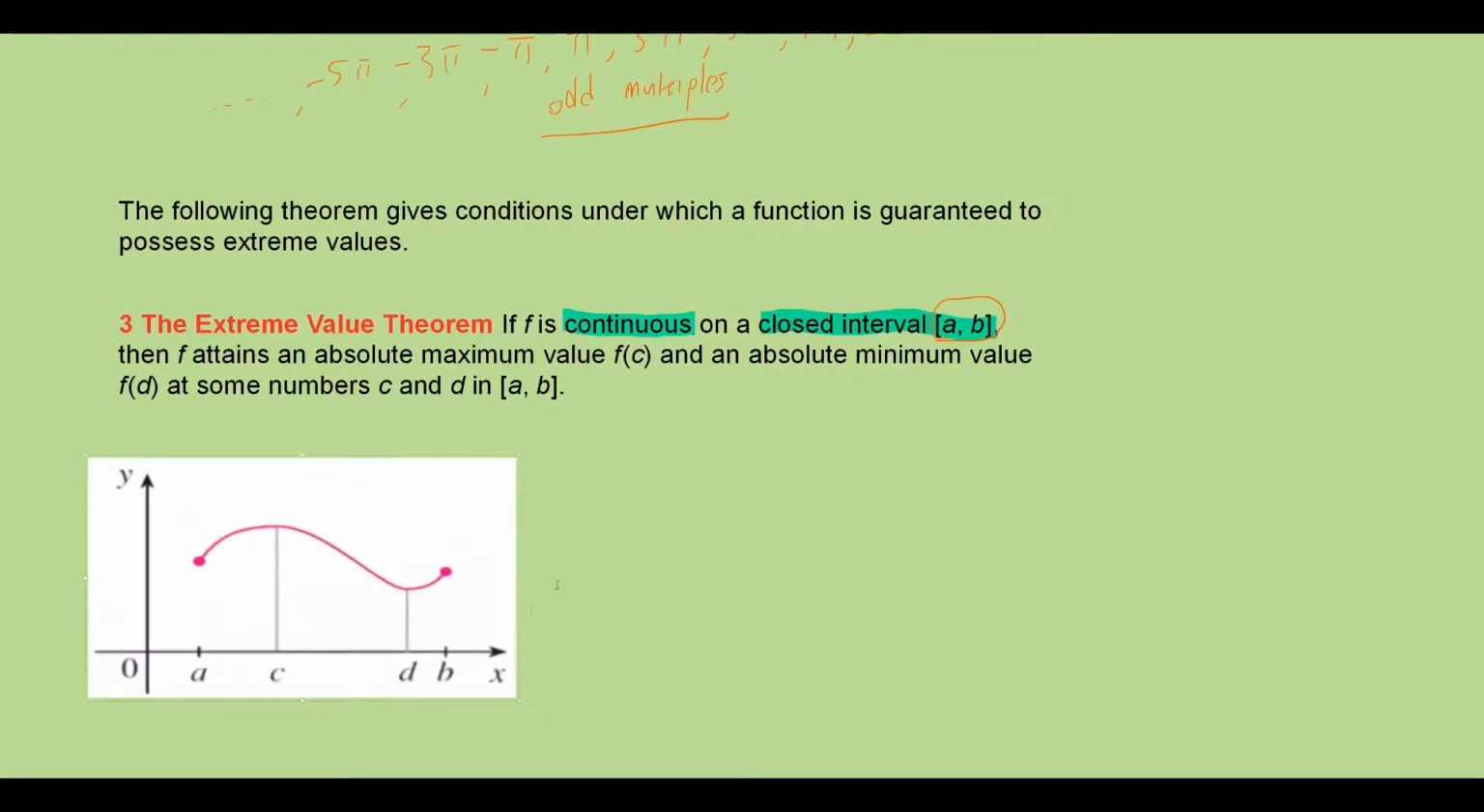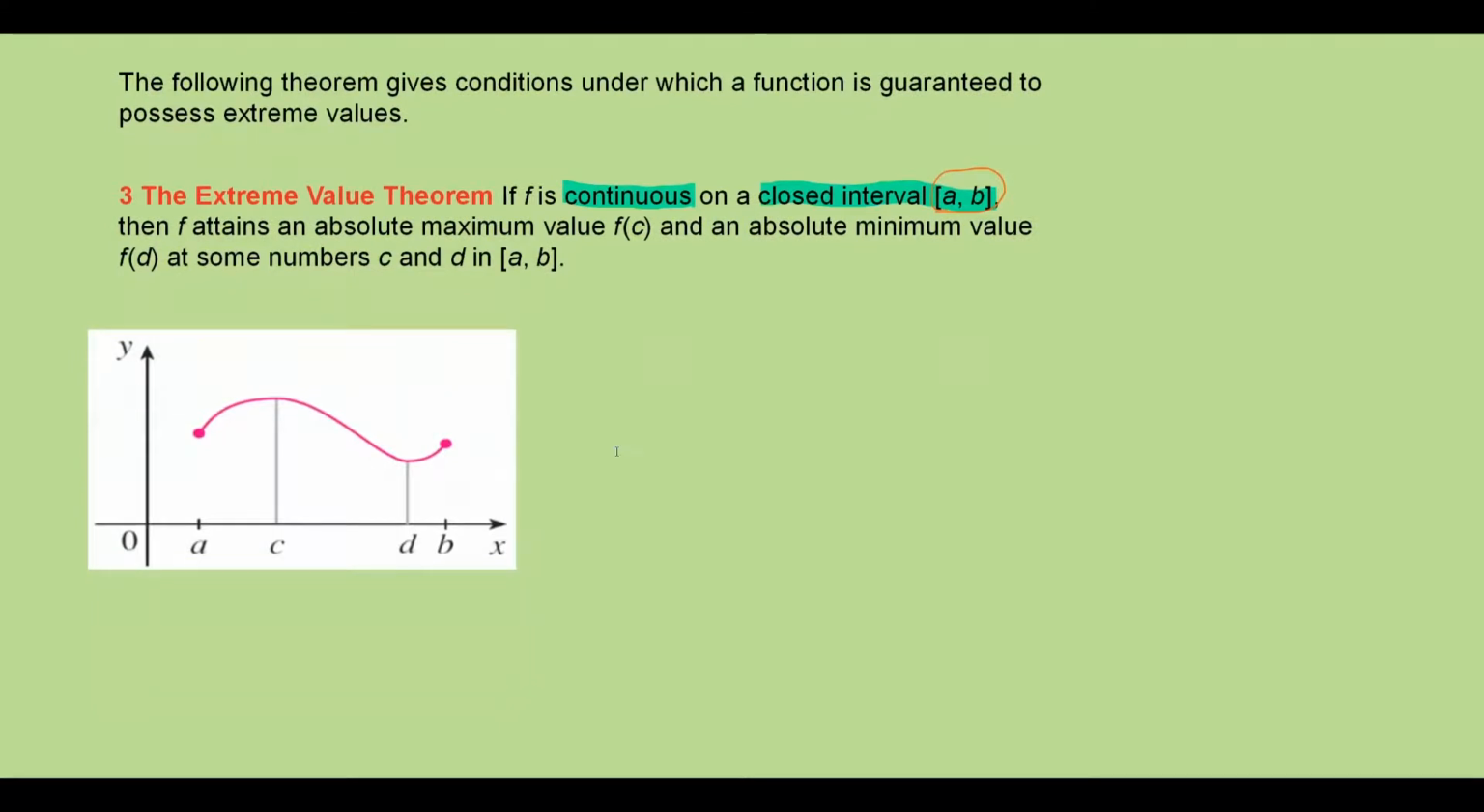First graph: this pink line is continuous, and it's on the closed interval [a, b]. By looking for the highest point and the lowest point of the graph, we are able to say that those are the absolute maximum and minimum. In this case, f(c) is the absolute max, and right here, f(d) is the absolute min. Okay, and then we have another example as well.